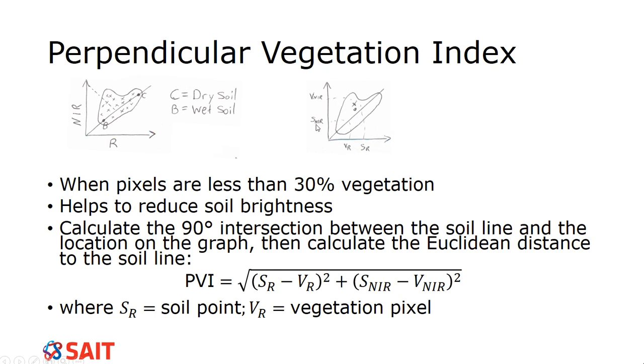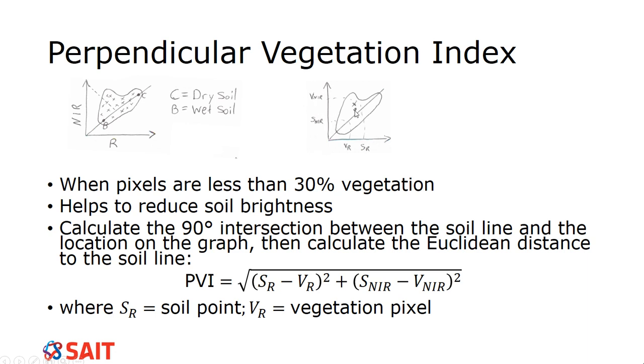Now we have the soil and the near infrared. So we're going to go down here. I'm going to talk about this here. We have soil and vegetation. That's what S stands for and V stands for. So when we look at this chart, we're going to have my soil value, which is on the line. And then we're going to have the vegetation value, which is also on the line, based on the red. So this is red on the bottom and near infrared up here.